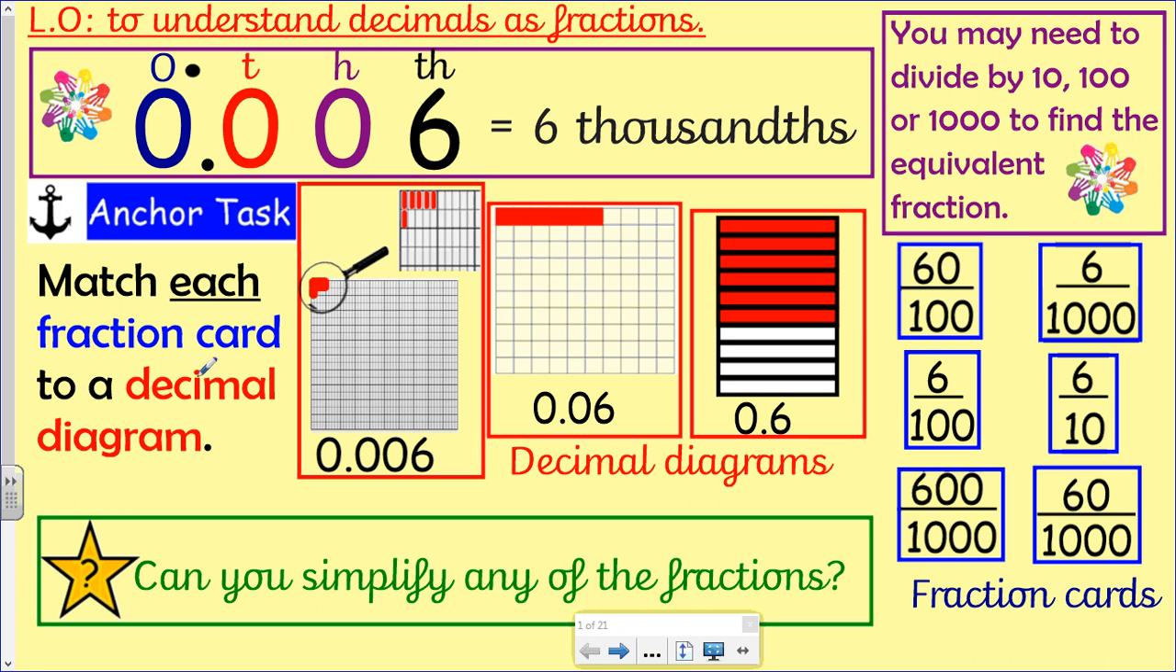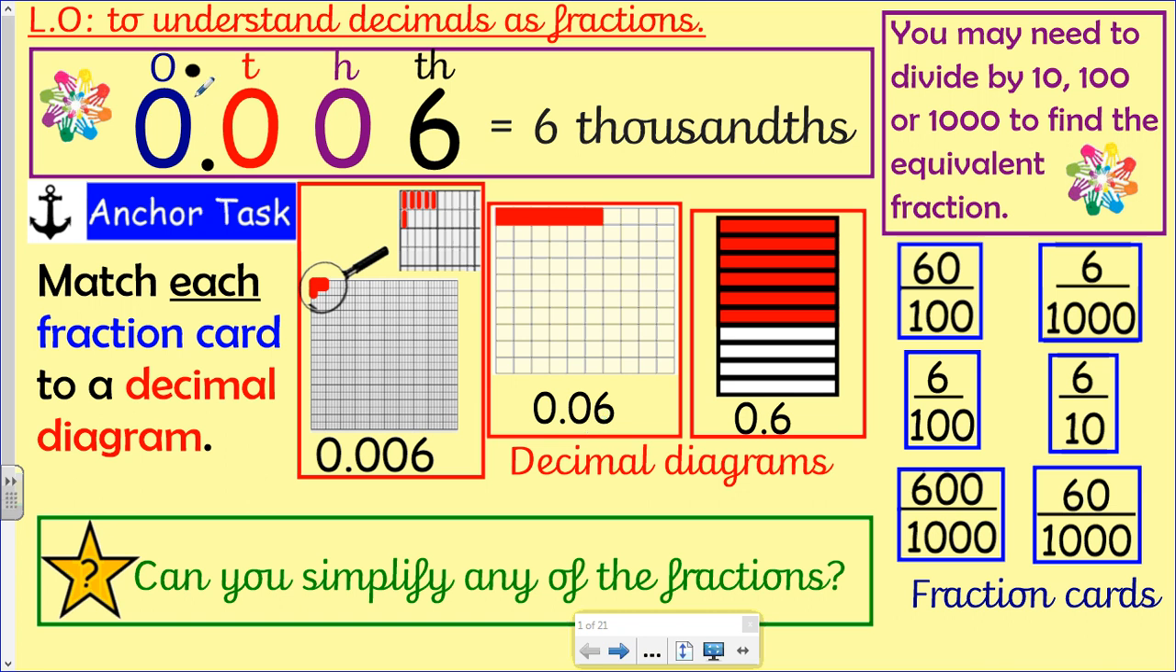So your actual task is just here. It says match each fraction card to a decimal diagram. So I've tried to color coordinate everything for you. You need to match each of the fraction cards that are in blue over here to a decimal diagram that is in red. Now, I'm hoping you'll be able to see there are 3 different diagrams, 1, 2, 3, but there are 6 different fraction cards. That means that some of these fractions are actually equivalent fractions. So you will end up with more than one of these fraction cards linked to one of your decimal diagrams, okay?